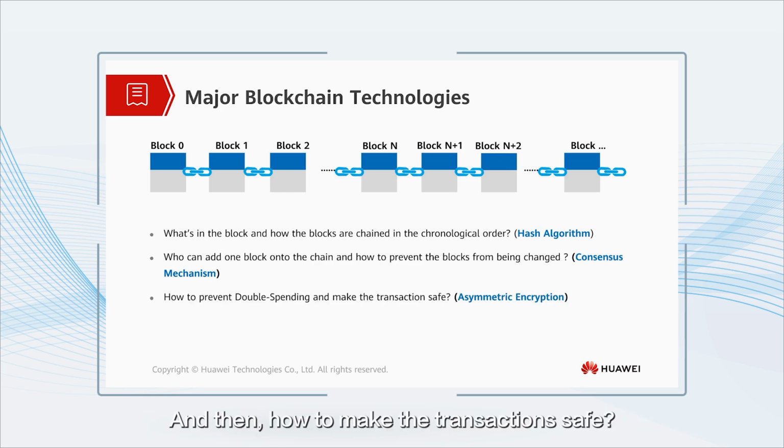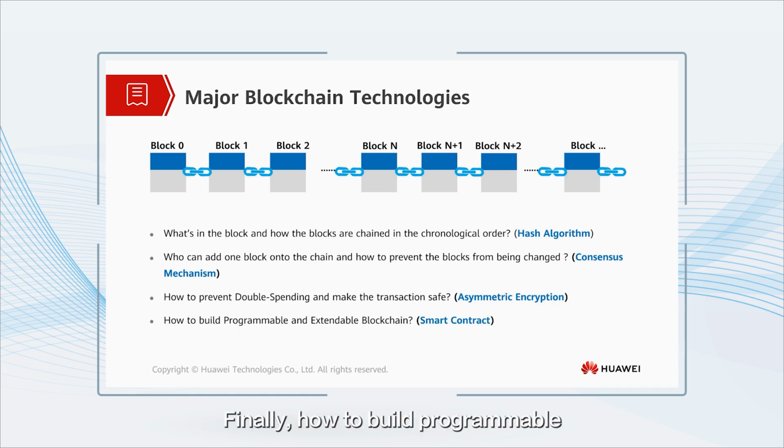And then, how to make the transactions safe. The key technology here is asymmetric encryption. Finally, how to build programmable and extendable blockchain. The key technology here is smart contract.